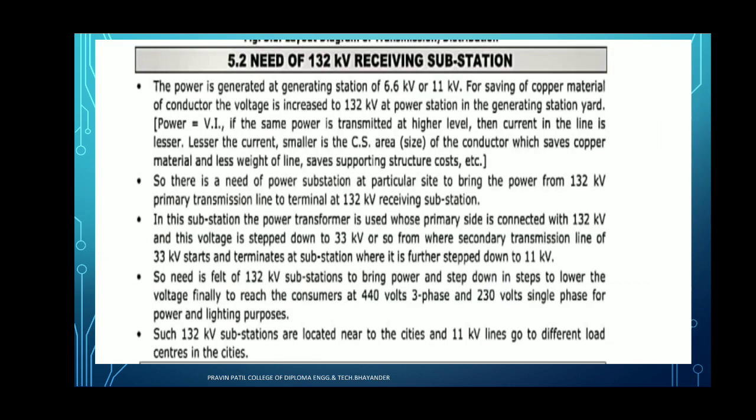So the next point about the receiving substation is which are the main components used in the power station. In that substation, there are circuit breakers, relays, different types of transformers, potential transformer, current transformer, as well as switches and HT fuses. Fuses are used for the protection purpose.